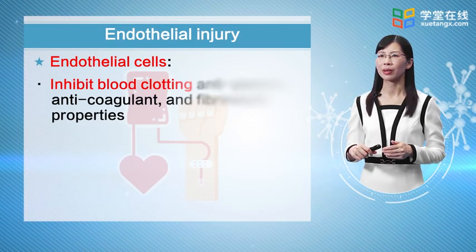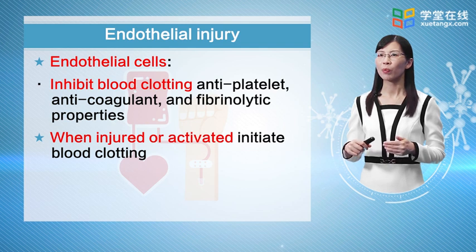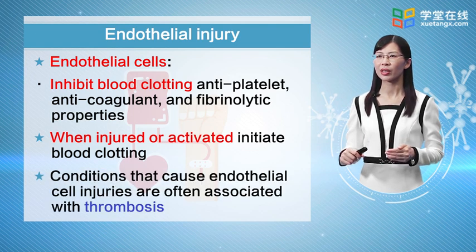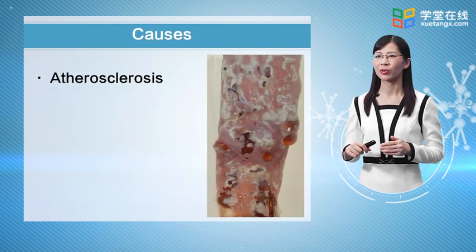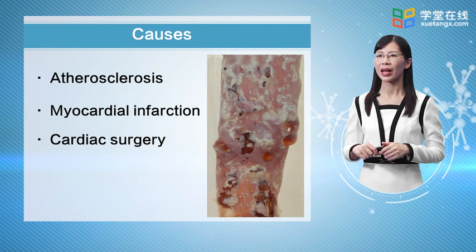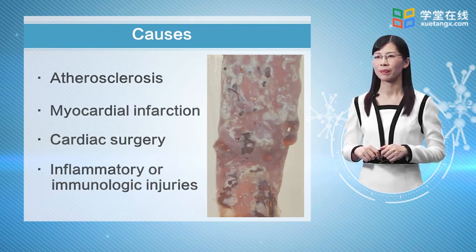Endothelial cells inhibit blood clotting by having antiplatelet, anticoagulant, and fibrinolytic properties. When they are injured or become activated, they can initiate blood clotting. So conditions that cause endothelial cell injuries are often associated with thrombosis. Atherosclerosis, myocardial infarction, cardiac surgery, and inflammatory or immunologic changes are some of the conditions leading to endothelial injury.